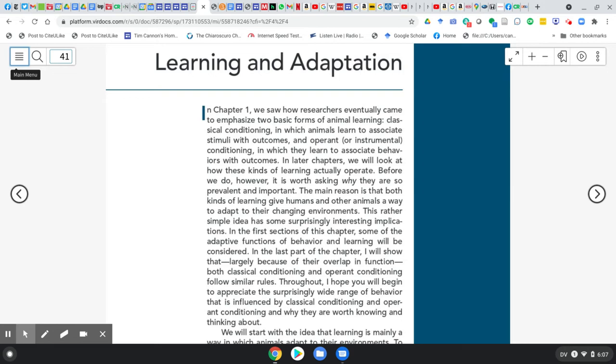Arguably every word is important. So learning is a relatively long-term change in behavior potentiality based upon experience, period. Let me say that again. Learning is a relatively long-term change in behavior potentiality based upon experience. Most of those words are vital in terms of defining what is learning and what is not learning.